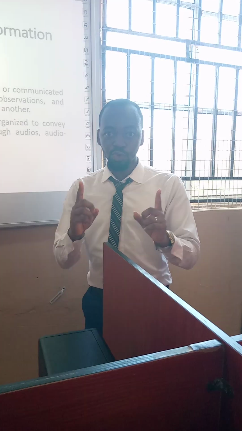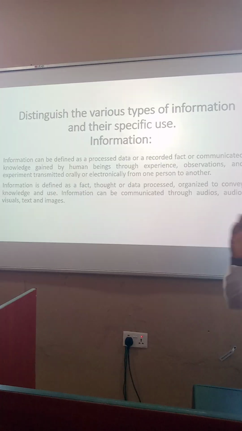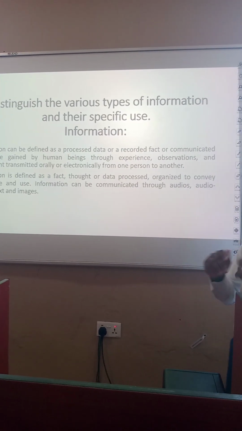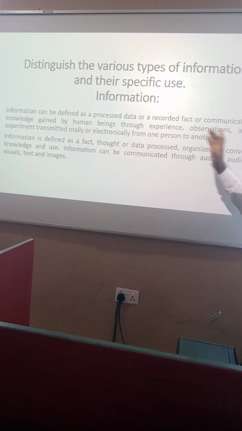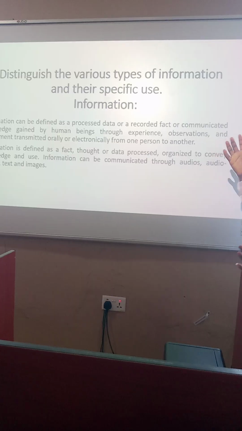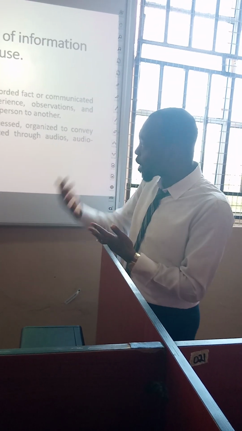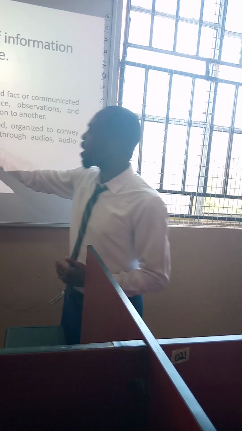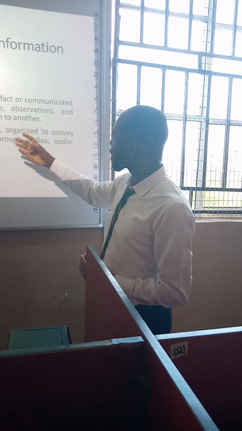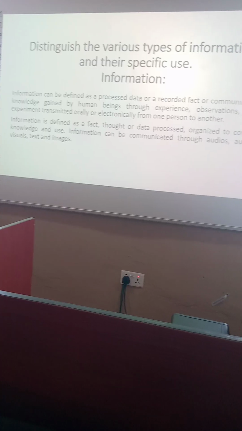In week 2, we distinguished the various types of information and told you about their specific uses. Firstly, we told you that information can be defined as processed data, a recorded fact, or communicated knowledge. When you have something you can transmit, which is a fact, you can give it to somebody that will enable that person to make a decision. We call that information. So we said it's a thought or data that has been processed and organized to convey knowledge, and people can easily use that.